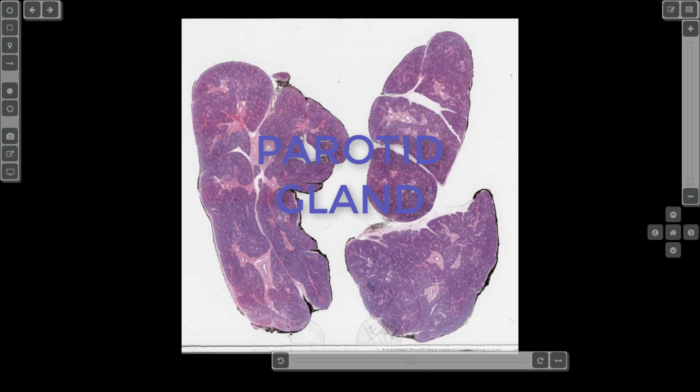Today we are going to review the parotid gland. You can see this slide has 3 pieces of parotid gland. At this power, you can see there are a few large ducts, which I am circling one right now with my cursor. And you can also see that the parotid gland has lobules.